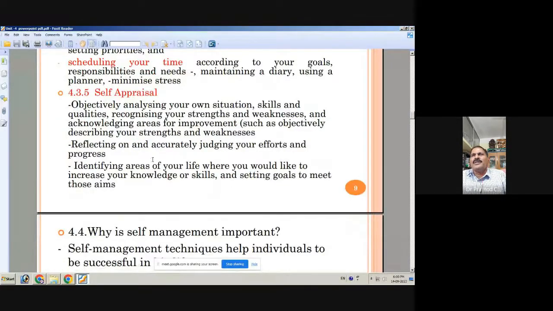And the next point is self-appraisal. Self-appraisal is what? I am always saying that appraisal is nothing but a judgment about the value. We will have to judge our efforts. We must judge our progress. And you know that objective analysis is essential for a particular situation. Our skills, our qualities, our strengths and weaknesses, everything should be taken into consideration. When we judge our strengths and weaknesses, then automatically we can get success in our life. So self-appraisal means value judgment, a judgment of our work.